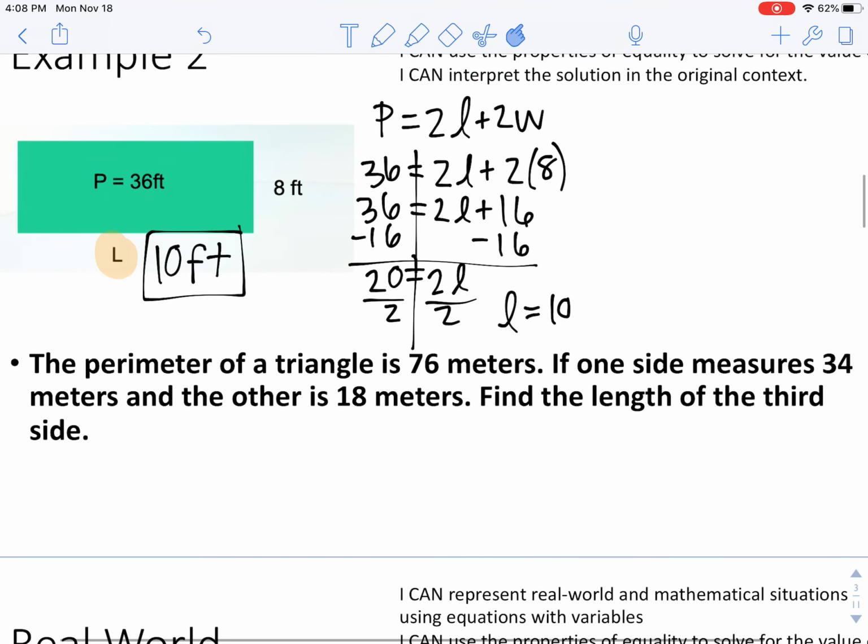The next problem. The perimeter of a triangle is 76 meters. If one side measures 34 meters and the other is 18 meters, find the length of the third side. I want you to pause the video and try this one by yourself.